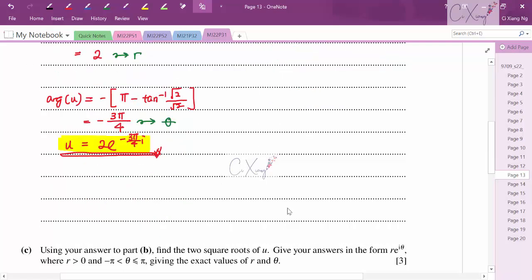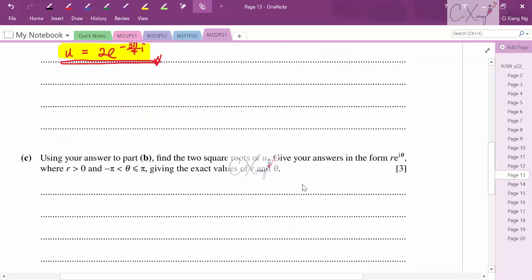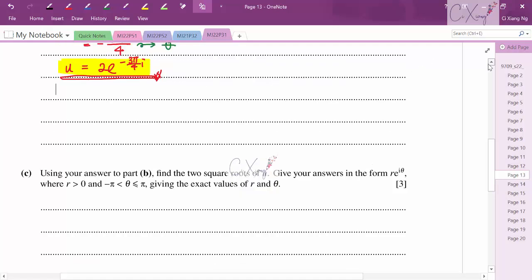And now we proceed to part C. For part C, we want to use our result in part B. Find the 2 square roots of u, and our answer should also be in the exponential form. We are looking for the square roots, in the exponential form, and the final answer should be in exact values. Since the u here is equal to 2 e negative 3 pi over 4 i.